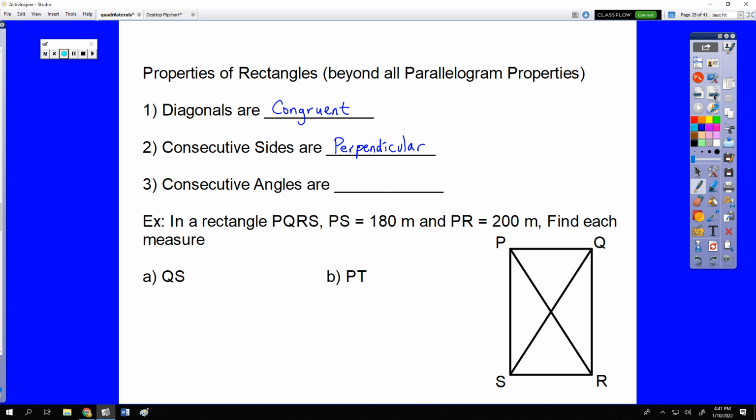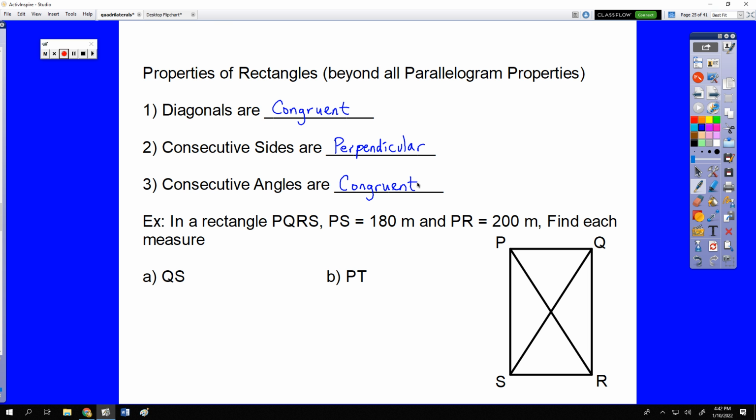Finally, a rectangle is the only type of quadrilateral where consecutive angles aren't just supplementary, they are also congruent. They are both 90-degree angles. So they're both supplementary and congruent. So we're going to do a lot of problems here where we are confirming that something is a rectangle, or we're using the fact that it's a rectangle to set up and solve an equation.